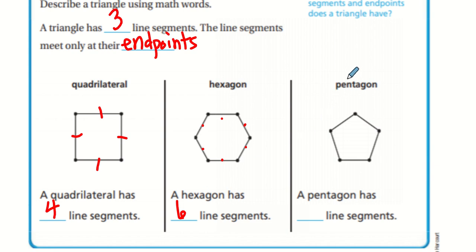Okay, the next one is called a pentagon. These are good math vocab words. These are going to come up in all of our lessons throughout this geometry chapter. We need to know the names of our shapes, counting their sides. Quadrilaterals have 4 sides. Hexagons have 6 sides. Pentagons have 5 sides. So if you look, here's 1, 2, 3, 4, and 5, which makes for 5 line segments. They all start and stop at an endpoint.